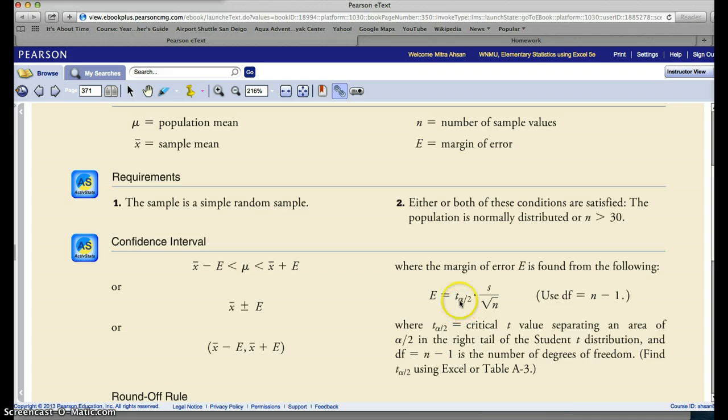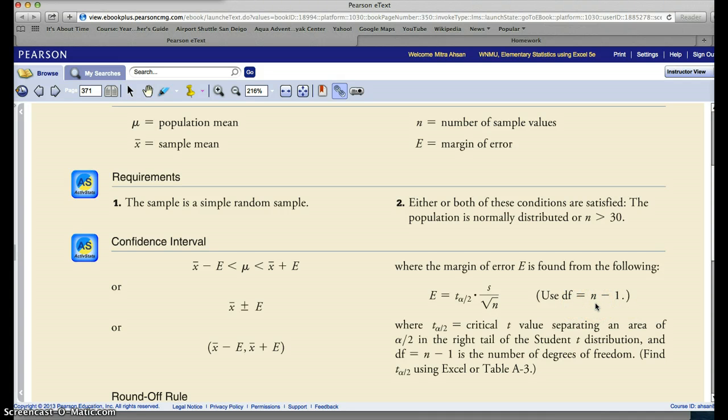For a student t distribution, we use t of alpha over 2 instead of z. And instead of sigma, we use s. So the formula would be t of alpha over 2 times s divided by square root of n. s is the standard deviation for the sample. Since we are using a student t distribution, we also need to find the degree of freedom. Degree of freedom is n minus 1.